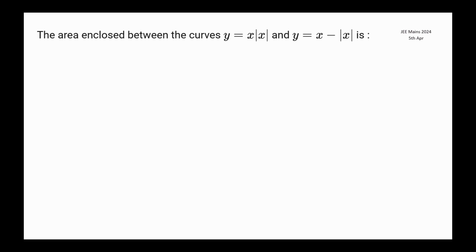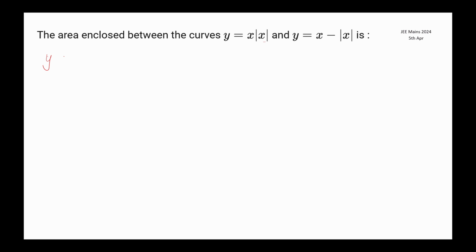The area enclosed between the curves. Now this is a good question. What you have to do first of all here, whenever modulus has been given to you, and inside the modulus you can see that there is only x here, is to transform this equation in terms of both these curves into two different curves: one when x is greater than 0 and one when x is less than 0.